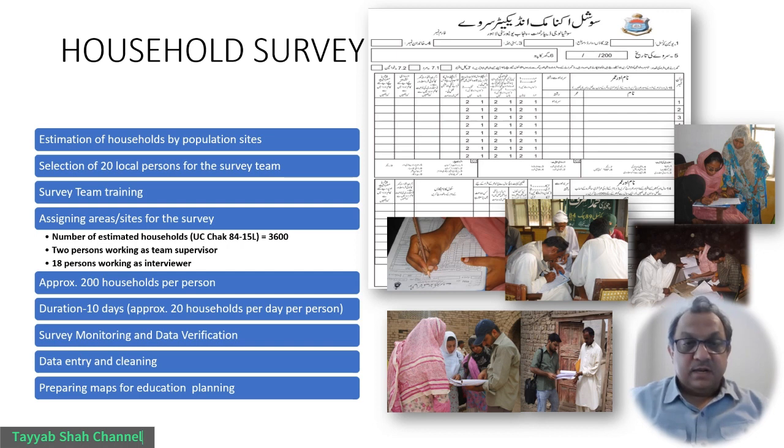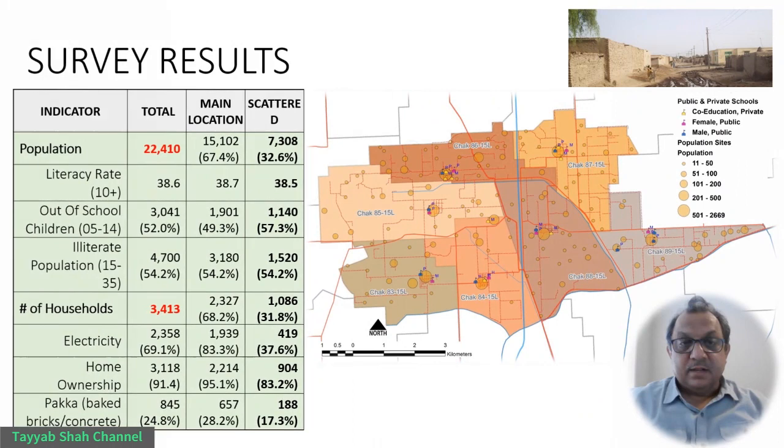Once we finished the cleaning, we started preparing the map for education planning. So these are the steps we applied for data collection and preparing the map. Once the data was collected, we prepared the universal map. In this map, you can see the 7 villages shaded differently, and the size of those locations and population sites reflects the number of people living in that location based on the survey data.